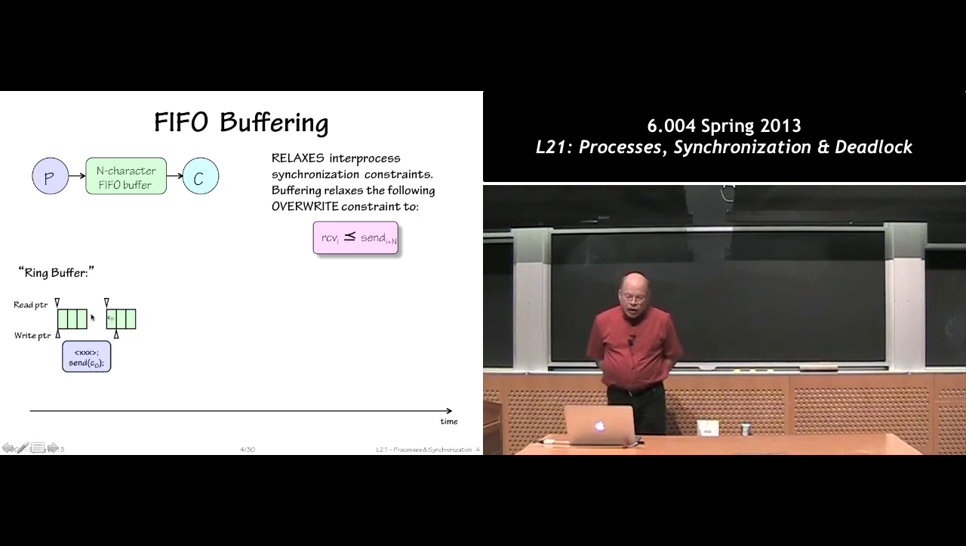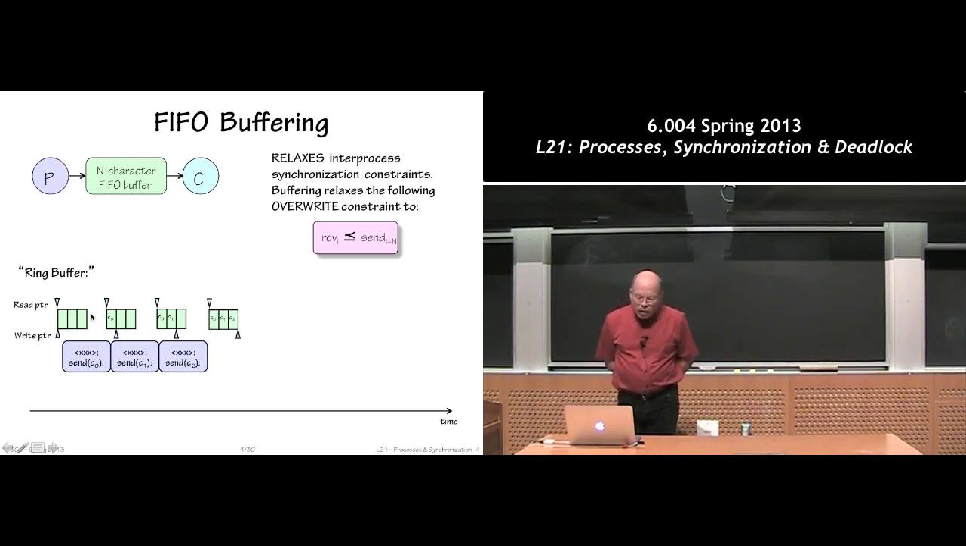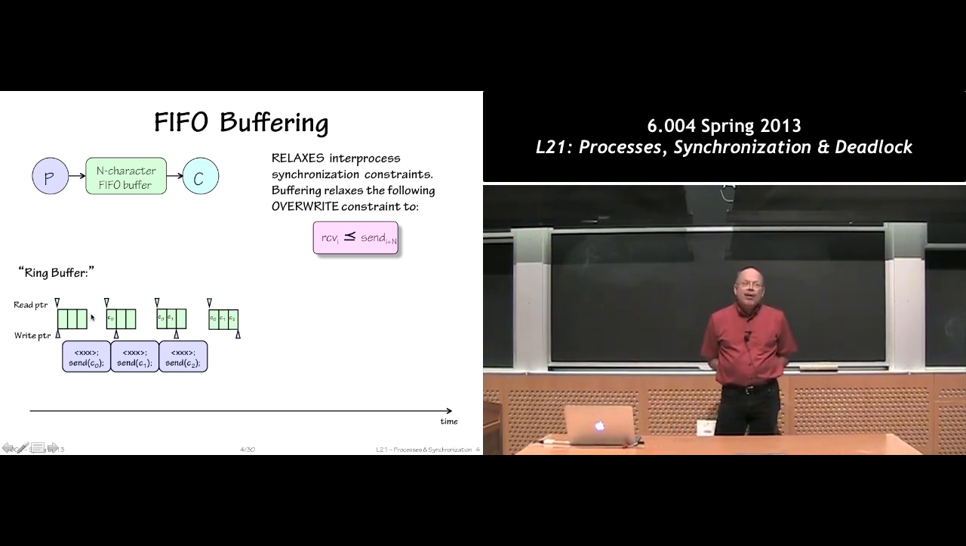So we do a bunch of sends in a row, and you can see that the write pointer is busily advancing, and we're slowly filling up the buffer. And at this point, the buffer is full. So capital N is 3 in this case. Now the producer cannot produce any more characters. We can't do any more sends. We're stuck waiting for the first receive.